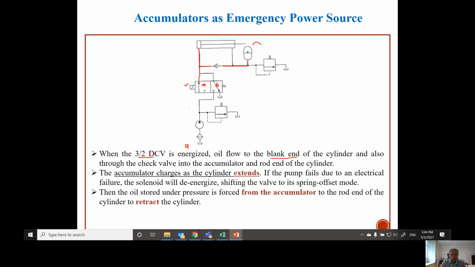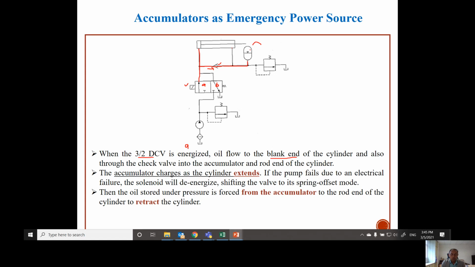The oil flows to the cylinder in order to extend the piston, and at the same time, at this junction, the oil is also allowed to flow to the accumulator, because you can see from this check valve, the ball is on the right side. So when the flow is coming this way, the ball will be pushed a bit to the outside, and then the flow can pass through and reach the accumulator. So what happens? The accumulator will charge when the cylinder is extending.